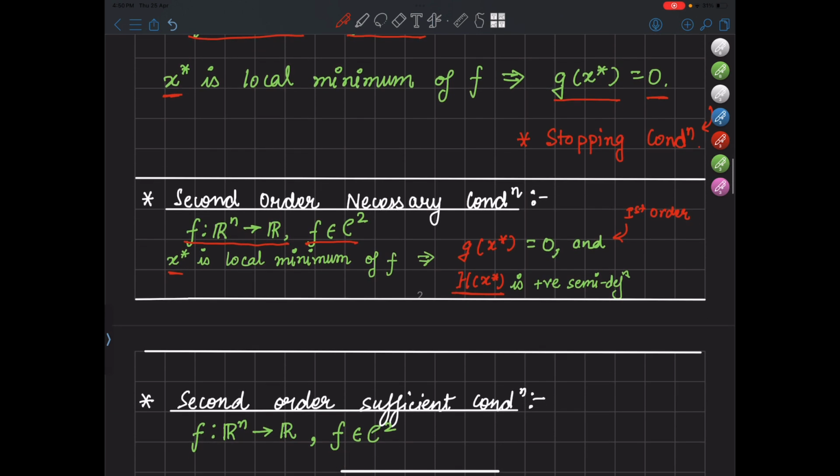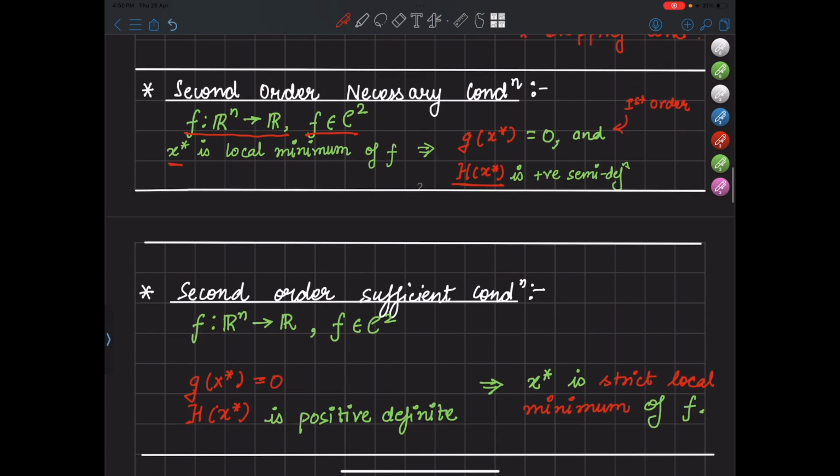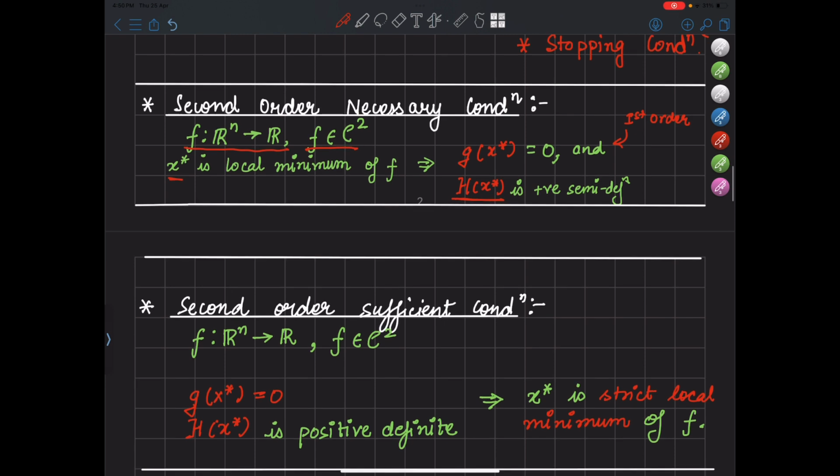Now let's look at the sufficient conditions. The necessary conditions help us determine, if someone gives us a point, whether it is a local minimum or not. But we cannot find x star, the local minimum, if nothing is given. For that we need something like a sufficient condition.